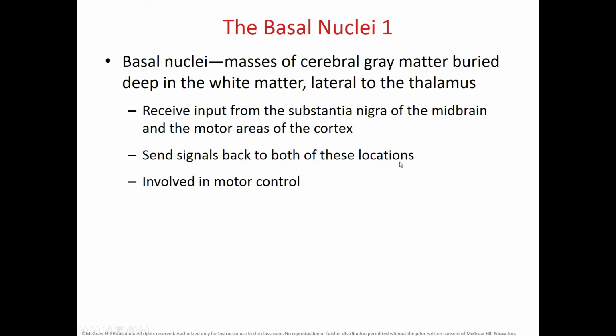The basal nuclei are located deep in the white matter, lateral to the thalamus. They receive input from the substantia nigra and motor areas, and they help control the movement of our skeletal muscles. Whenever we have damage to the basal nuclei, we end up making gross movements.